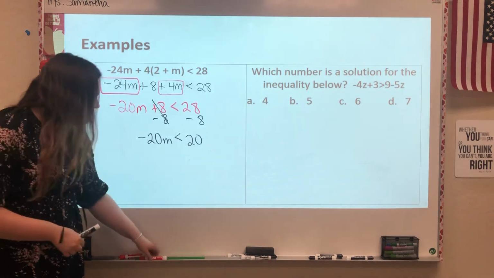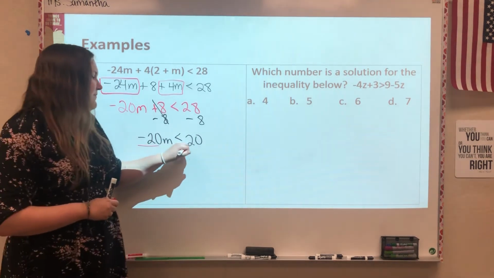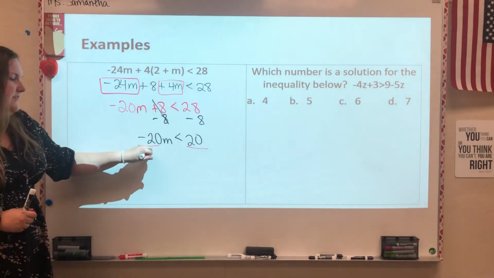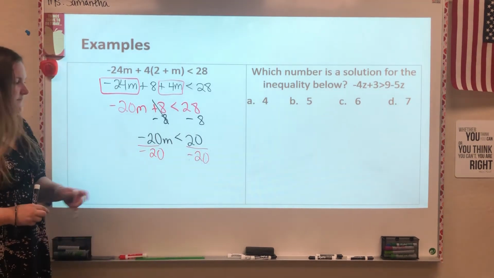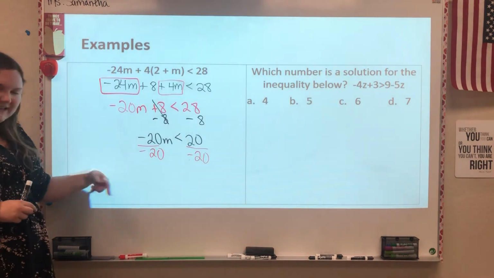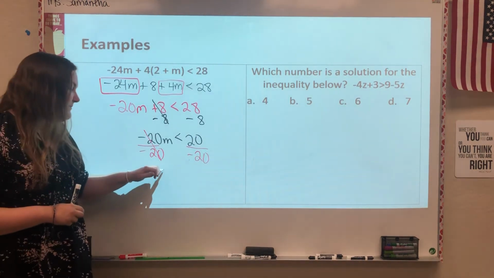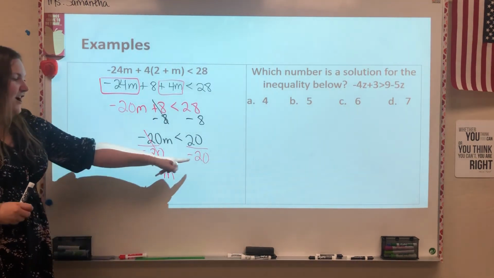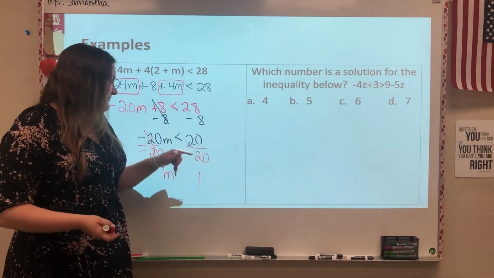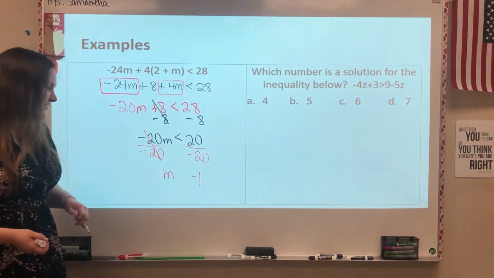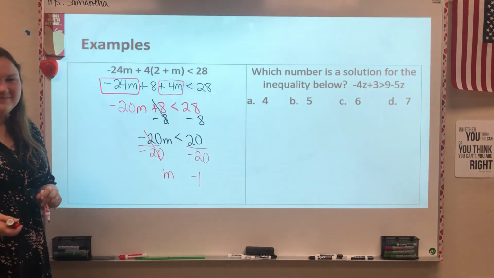Well, the last step is we need to divide both sides by that negative 20. On our left side, negative 20 divided by negative 20 gives you 1. 1m is the same thing as m. On our right side, 20 divided by negative 20. 20 divided by 20 is 1. Positive divided by negative is negative. What's going to go between them?